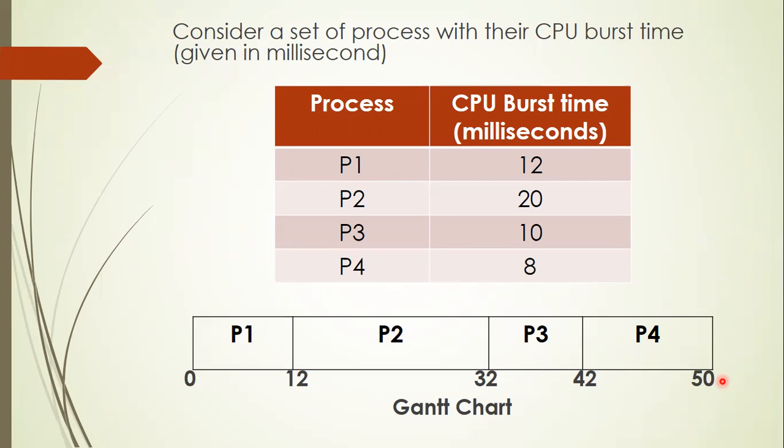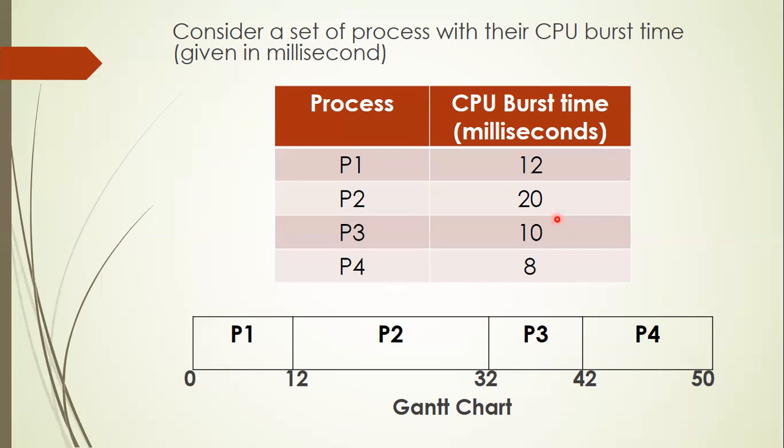Now, from the Gantt chart, we can calculate two CPU scheduling criteria: the average waiting time and the total turnaround time. Waiting time is the time a process has to wait in the ready queue to get the CPU. From the diagram, P1 will be given the CPU first, so the waiting time for P1 is 0.